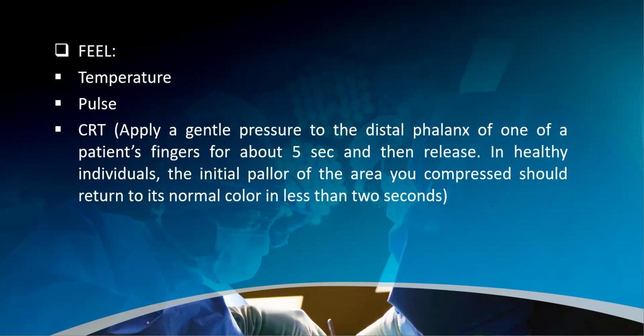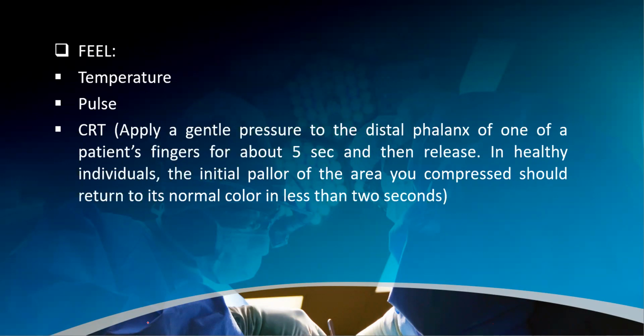First, start by checking the temperature. So check the temperature with the dorsum of your hand. First, check it with the normal hand and then check it with the abnormal one. Check for any cool periphery, because if there is any vascular abnormality, the periphery will be cool. Check the pulse, especially the radial pulse.